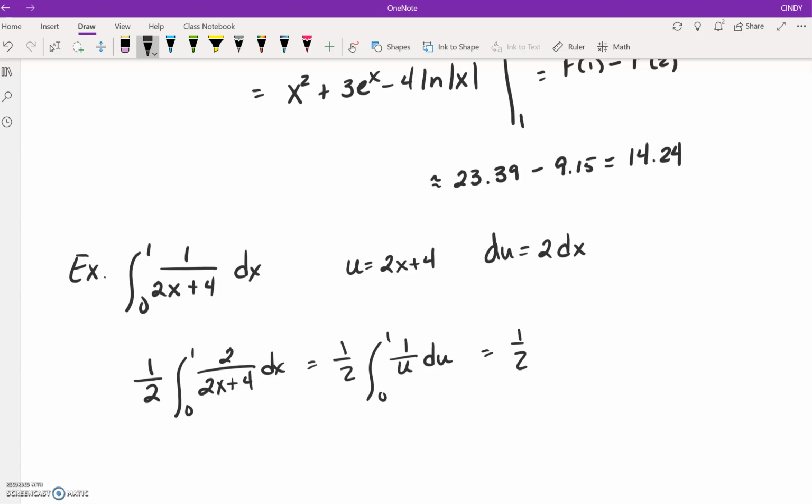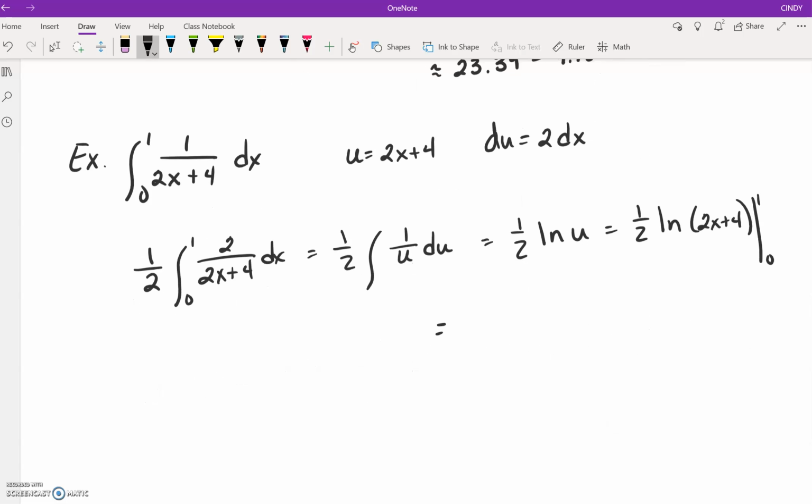I'm just going to take the antiderivative. I'm not going to do the 0 to 1 yet. Just take the antiderivative. I get 1/2 times the natural log of u. Go ahead and substitute it back in. I get natural log of u, which is 2x plus 4. And yes, it's going to be a plus c, but in this case, I am going to leave the plus c off so I can do the upper and lower bounds. I want to evaluate this between 0 and 1, not worrying about the c.